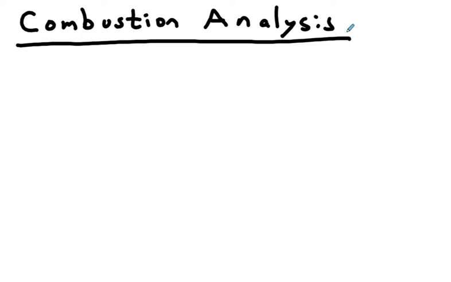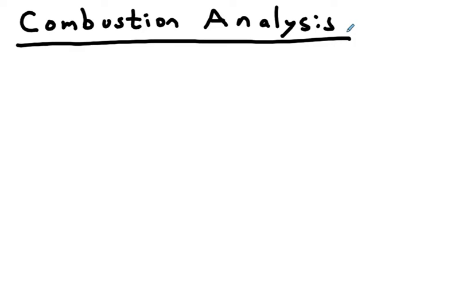Combustion analysis is a way to determine the empirical formula of a compound. Really, it's a way to determine what the ratio of carbon atoms and hydrogen atoms and oxygen atoms in a compound is. And so it's really a subclass of stoichiometry problem. So let's just dive right in and do an example.